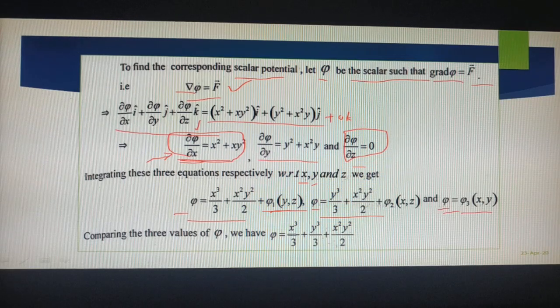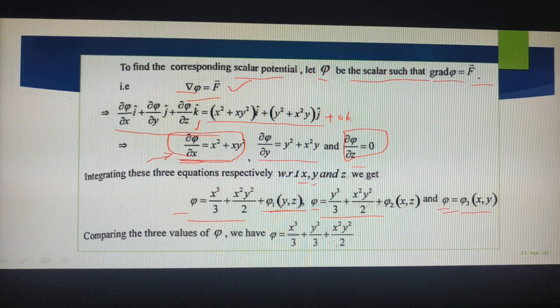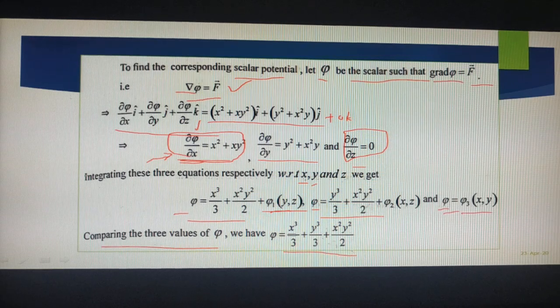Okay, so while writing your final answer, we have to take only one time. If terms are repeated, please choose only one time, and that will be your final answer. Okay, comparing the three values of pi, don't repeat any term, and it should be like independent terms.